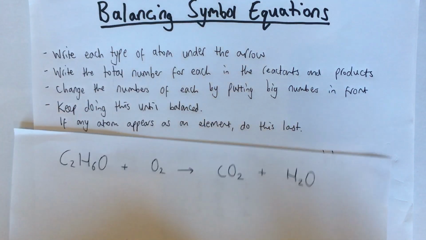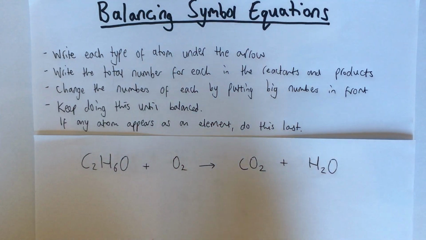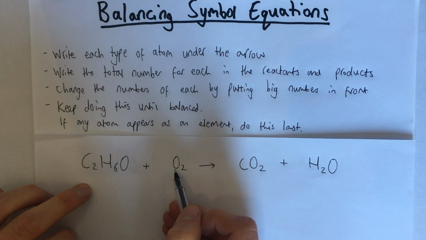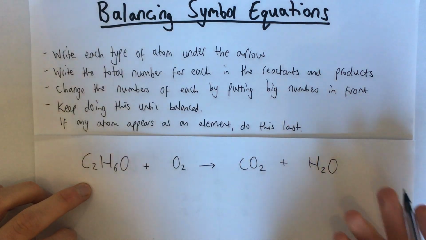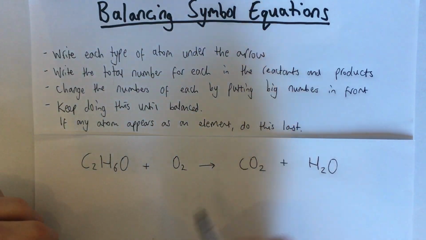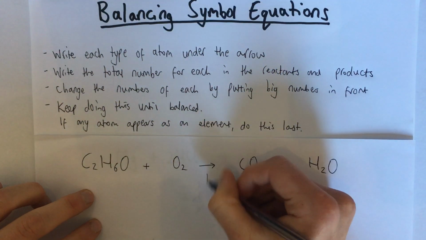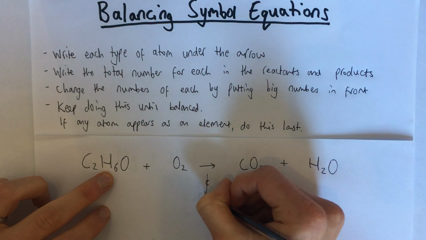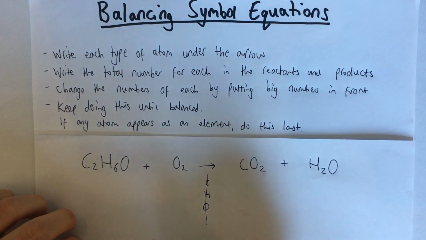Okay, I'm going to do another example then. This is going to be a slightly trickier one. This reaction is ethanol burning in oxygen to make carbon dioxide and water. If you set fire to the brandy on a Christmas pudding, this is the reaction that's happening. So, same again, under the arrow, there's carbon atoms, there's hydrogen atoms, and there's oxygen atoms in this reaction, just those ones. So I'll put those there.